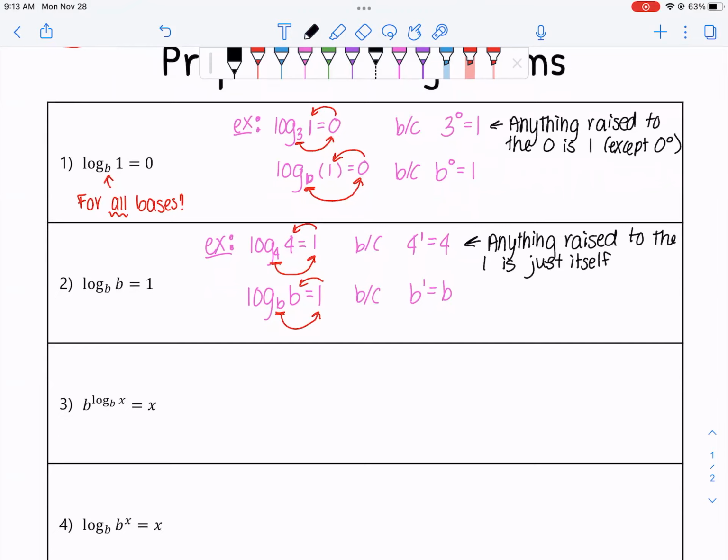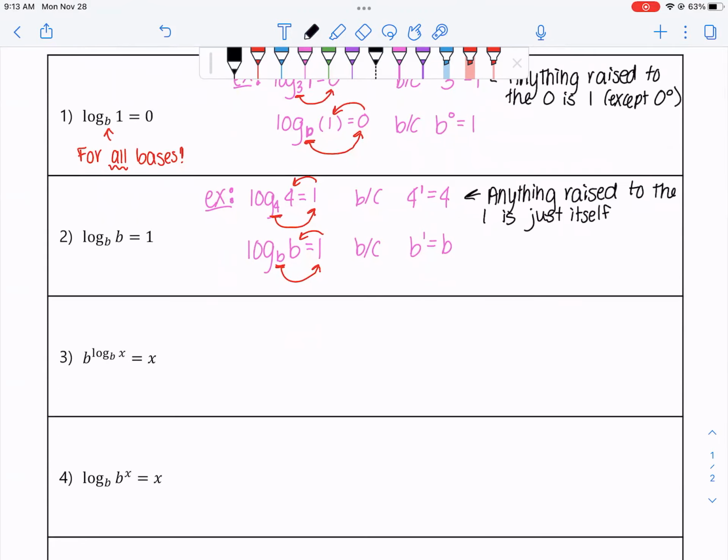All right, these next two I find that students don't like as much, and it's because they look a little messy. One thing I want to point out about number 3 is that all of this that's highlighted is in an exponent. Log base b of x is in the exponent of b. So it's like we have b raised to all that stuff that's been highlighted here. So this is b raised to the log base b of x is equal to x.